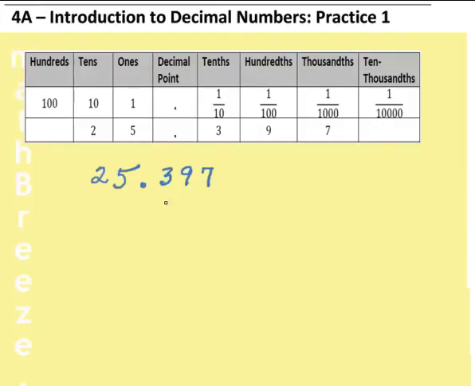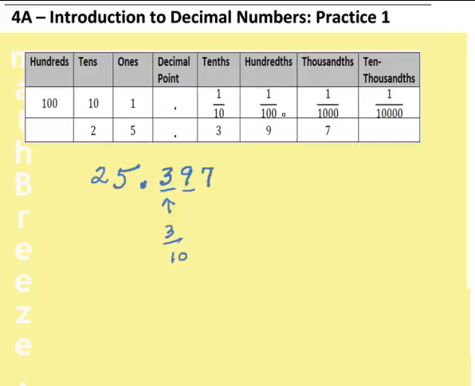Let's look at the number 25.397. Here we have the decimal place, and let's look at what the digits represent. So the 2 represents tens, the 5 is ones, and now to the right of the decimal place, the 3 represents tenths, so that would be 3 1/10ths, or this means 3 tenths.